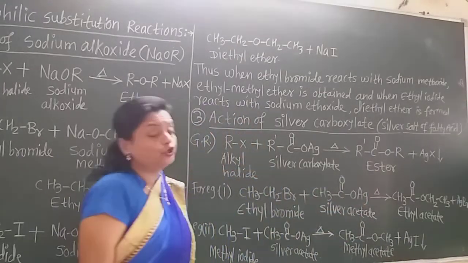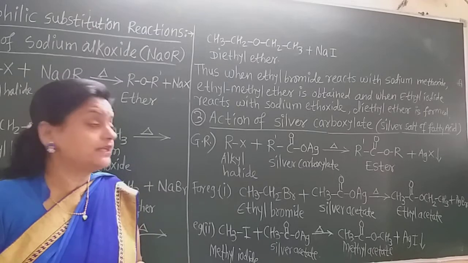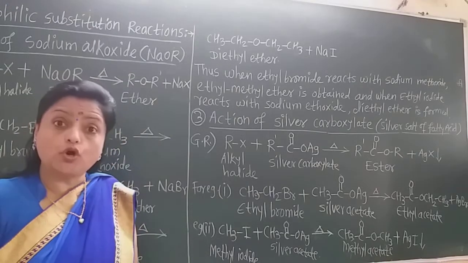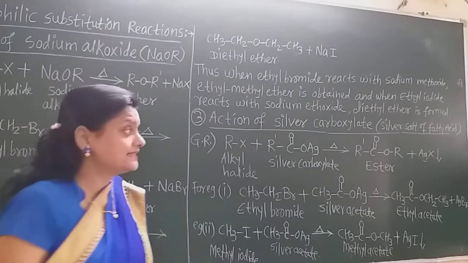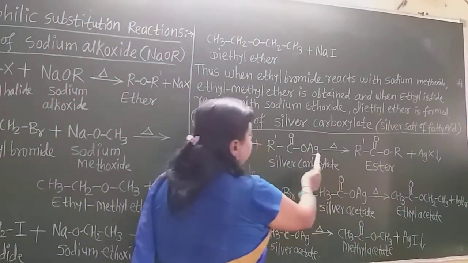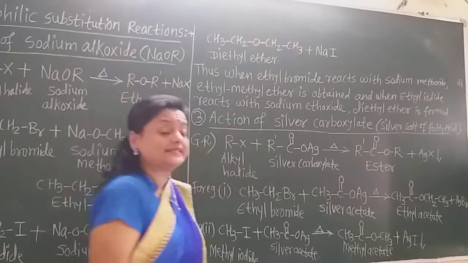and there is the formation of ester. We know the general formula of the ester at the A-level standard. What is that? RC double bond O, OR dash. That is the general formula. This is the ester, and there is formation of the byproduct silver halide, which gets precipitated.